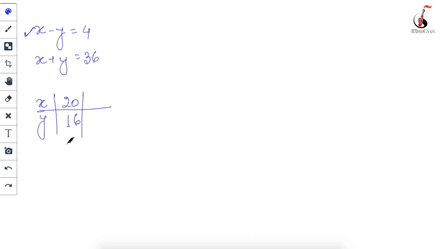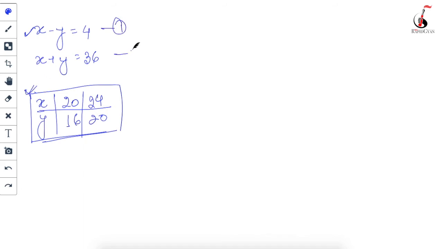Let's take another value. Let me take x is equal to 24. So y will be 20. These are the coordinates of equation 1.